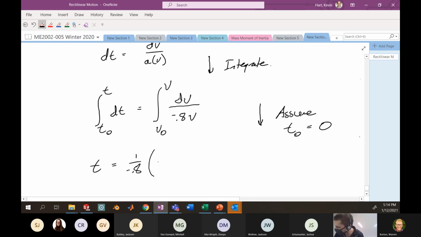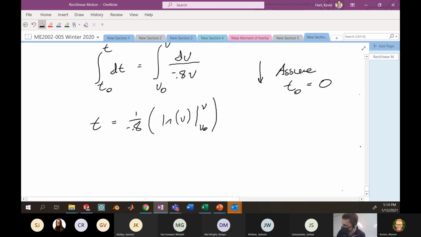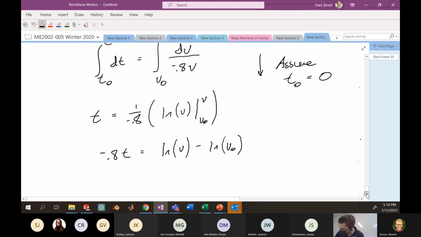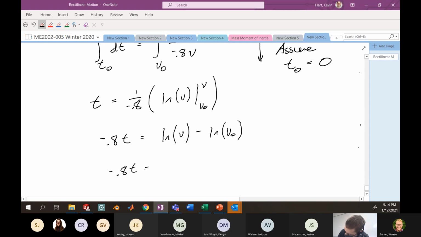Very good. So here we're going to end up with the natural log of v going from v0 to v. So here we'll have negative 0.8 t equals the natural log of my velocity minus the natural log of my initial velocity. Don't forget about that little initial velocity term. A natural log minus another natural log can be written as the argument of the first term divided by the argument of the second term. This is a valid reorganization of this logarithm.